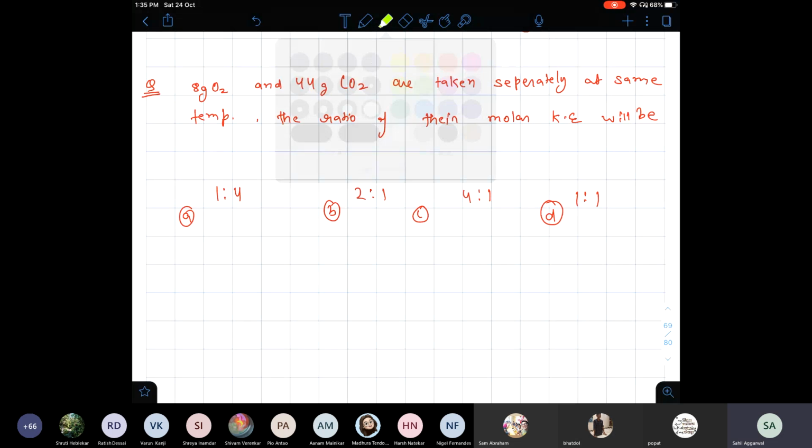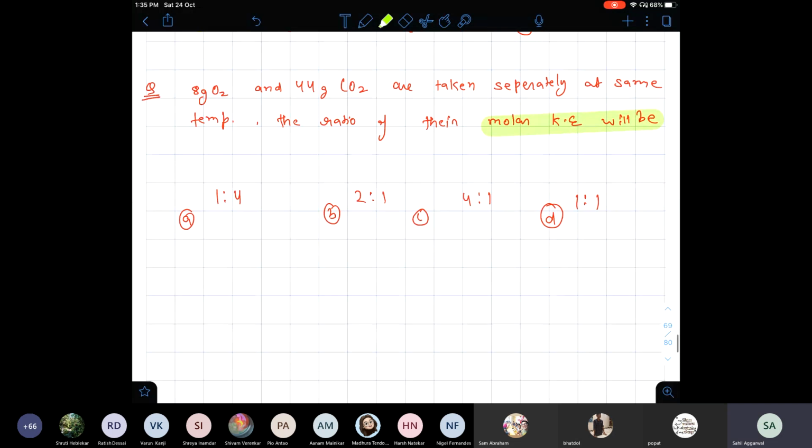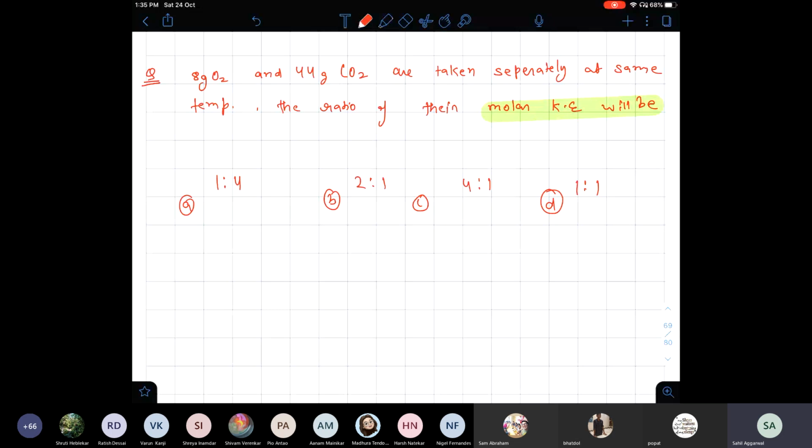Here we are talking about molar kinetic energy. Molar kinetic energy was 3 by 2 nRT. That means it depends upon temperature as well as moles.